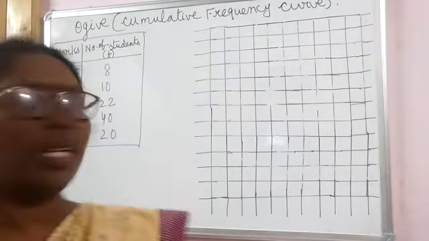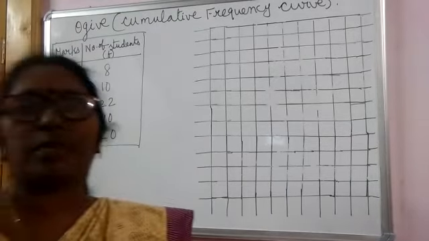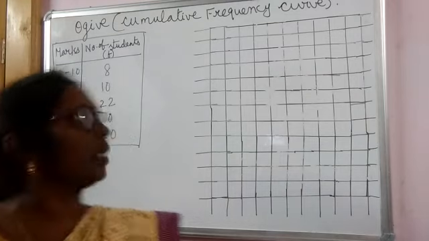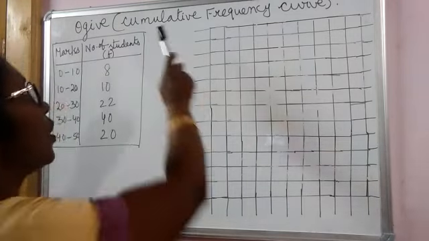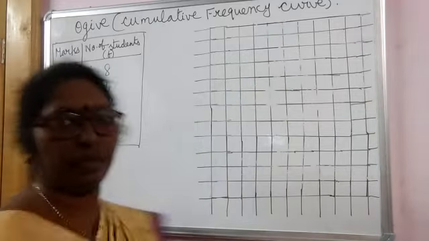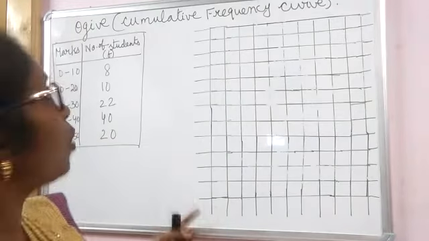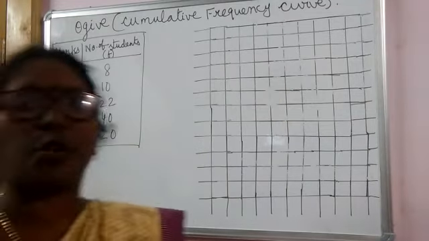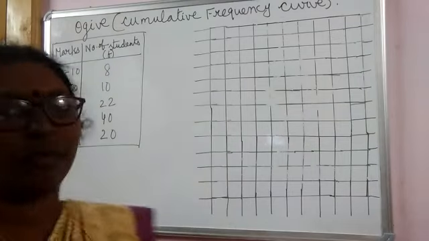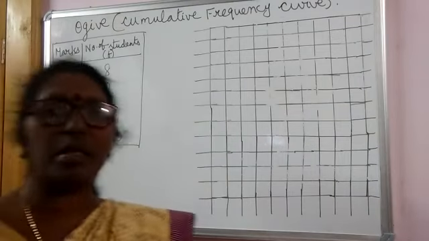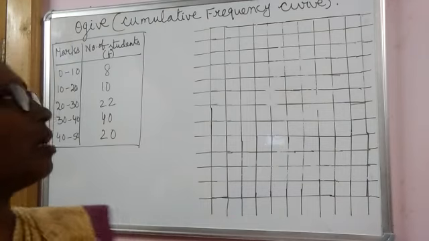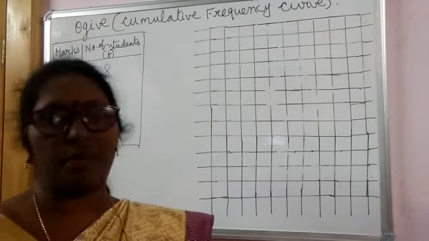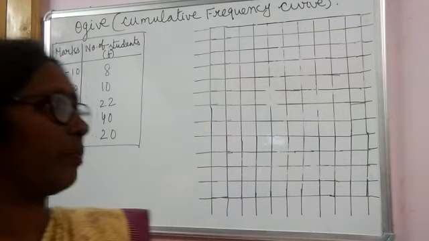Hi friends, today let us learn about Ogive. The other name of Ogive is Cumulative Frequency Curve. How to construct this Cumulative Frequency Curve or Ogive on the graph paper, and how to find the quartiles from the Ogive. Let us learn today.